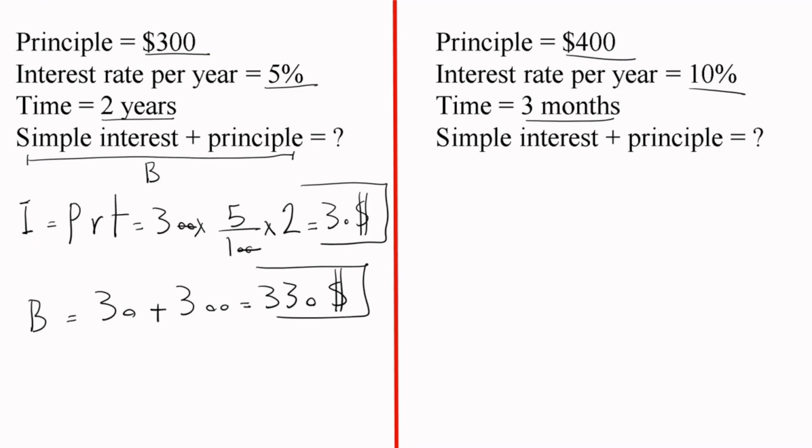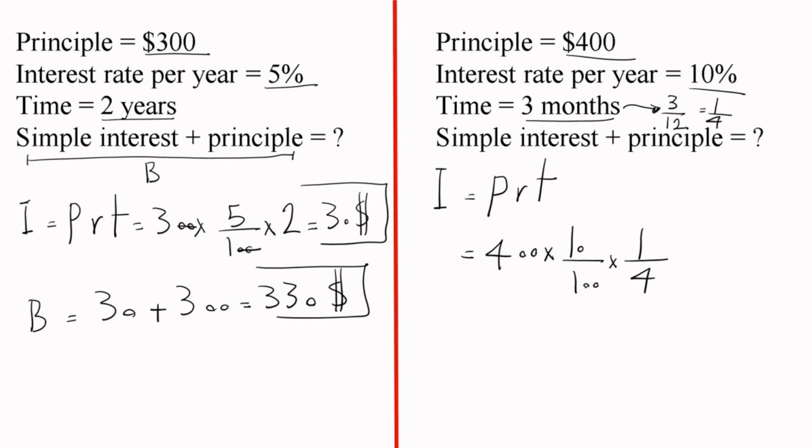Be careful, you must convert it. So I is equal to P R T. Principal here is 400. The rate is 10%. I'm going to write it as a fraction. You can write it as a decimal if you want to, and time must be converted to a year. How many months do we have per year? 12. So I'm going to write it as 3 over 12 or 1 over 4. I'm going to multiply it by 1 over 4. I'm going to drop 2 zeros from denominators and numerators. This 4 will be cancelled by this one, and the simple interest will be $10.